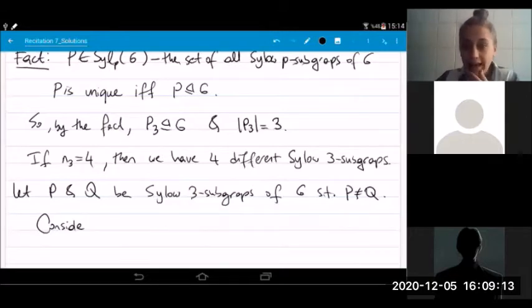Dennis is asking whether the case n3 is equal to 1 and n3 is equal to 4 are just the same thing. No, it is not, because we may have only one Sylow 3 subgroup, or we may have 4 different Sylow 3 subgroups. So we have to divide the cases. For example, when we are considering n3 is equal to 4, then we have to deal with 4 different subgroups. But in the other case, we have only one, so we reach the conclusion directly.